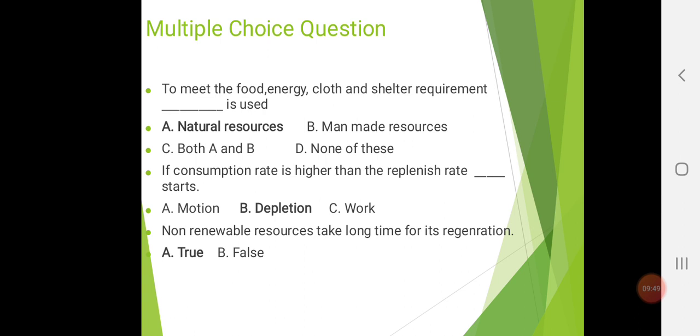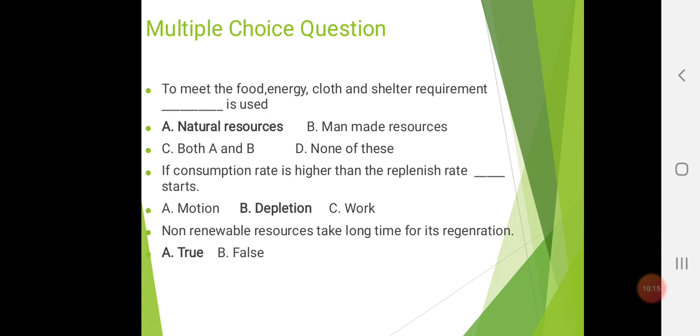To meet the food, energy, cloth and shelter requirement, dash is used. The answer is given in bold: natural resources. If the consumption rate is higher than the replenish rate, dash starts. Depletion starts. Non-renewable resources take a long time for their generation. Is it true or false?